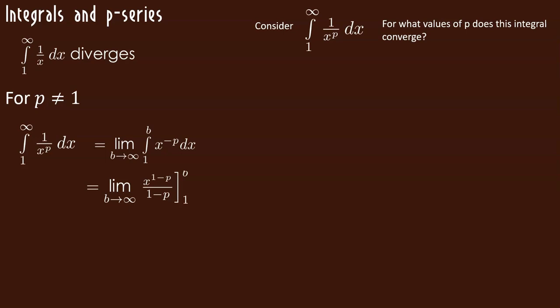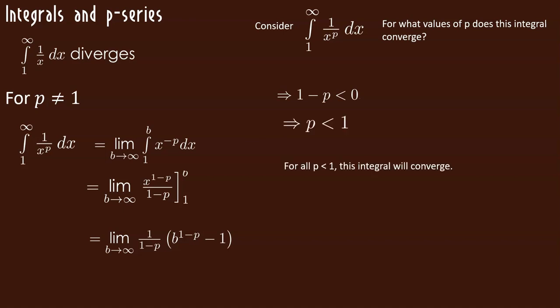The reason I want to deal with p equal 1 by itself is because normally I wouldn't be able to divide by 1 minus p if p equals 1. Plug in, I get the limit as b goes to infinity of 1 over 1 minus p, just kind of stuck that out front, times b to the 1 minus p minus 1. I want this limit to converge, and the only way for this to converge is if b is raised to a negative power. So 1 minus p must be negative, which means p must be greater than 1. For all p greater than 1, this integral will converge. Summations are very similar. They're closely related, so this means for all p greater than 1, the summation as n goes from 1 to infinity of 1 over n to the p converges also.